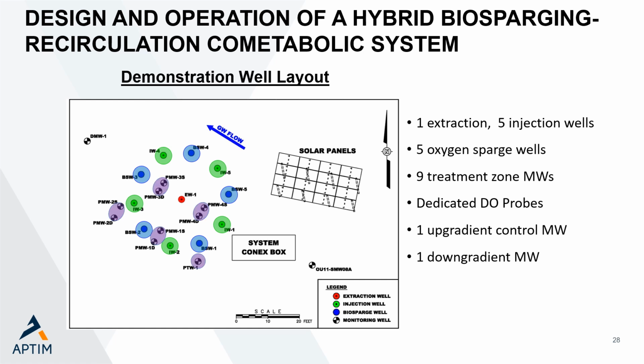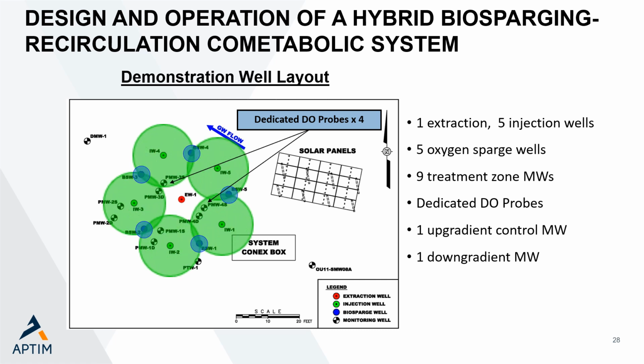The system includes a series of monitoring wells that are nested within the demonstration area. It includes some dedicated DO probes so that we can monitor dissolved oxygen within the treatment plot. There's also both up gradient and down gradient monitoring wells. The up gradient well lets us know the concentrations that are coming into the treatment area, and then the down gradient well lets us know what kind of declines you see just down gradient of the system.